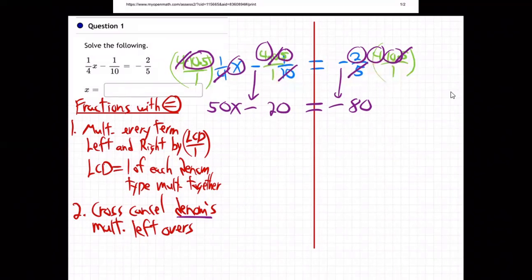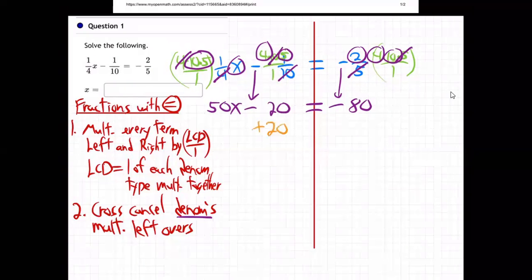So then you go back and you cross cancel the denominator and multiply leftover. 10 times 5, x, 50x. Cross cancel 10 and 10. 4 times 5, 20. Cross cancel 5 and 5. 2 times 4 is 8, times 10 is 80. And don't forget the signs. All right. You know how to finish it from here, right? Let's do it.